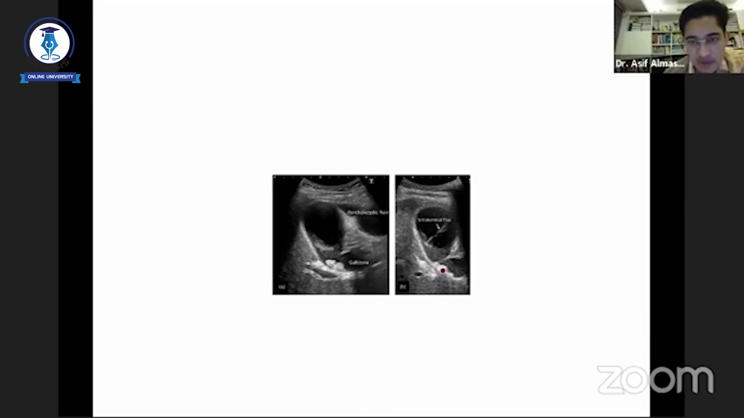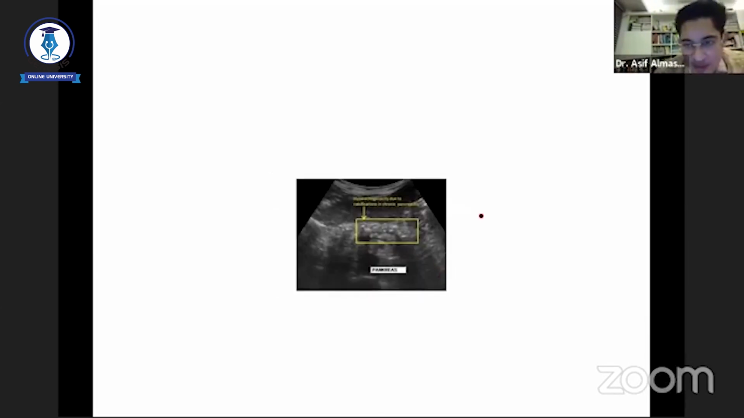Okay, this is a similar picture. And this is associated if there is a pancreatitis. If you look at this, somewhere around here will be the gallbladder. And this is the pancreas. There are multiple stones, and hyperechogenicity due to calcification of chronic pancreatitis over here.